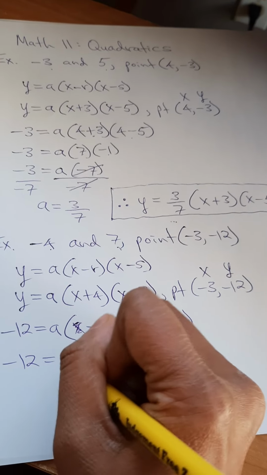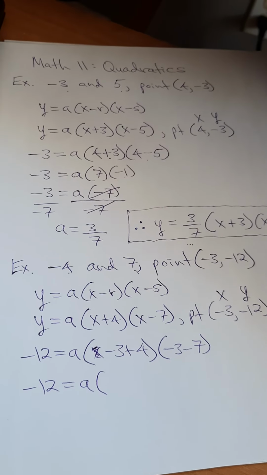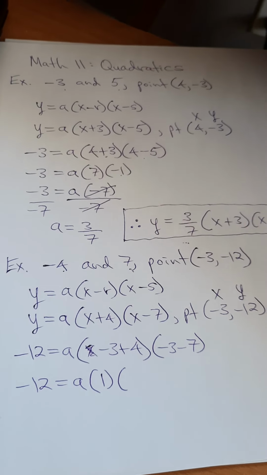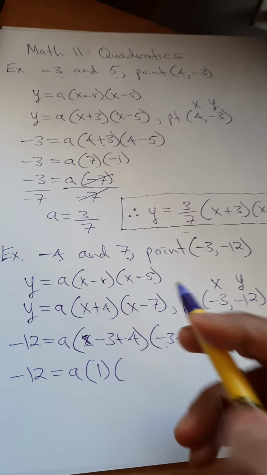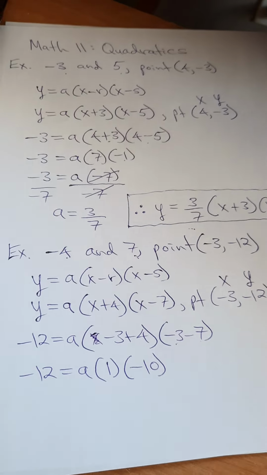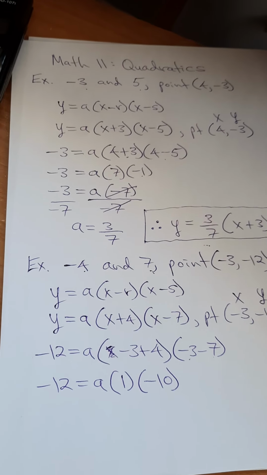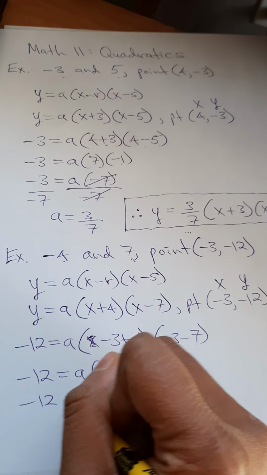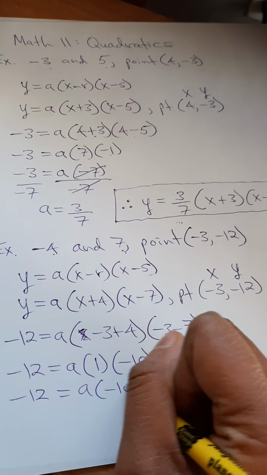So I want to solve for the value of a here. Okay, so I'm doing -3 plus 4, which is +1. And in the second bracket, -3 minus 7, -10. Okay, so again, make sure you are watching, okay, the signs here as well. Okay, negative 12 equals a times negative 10.